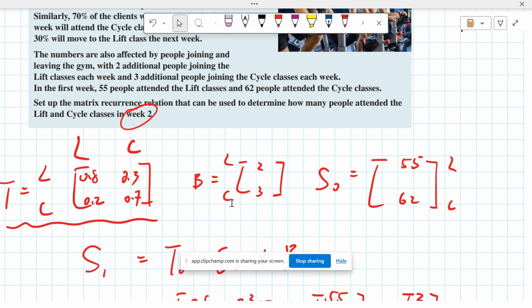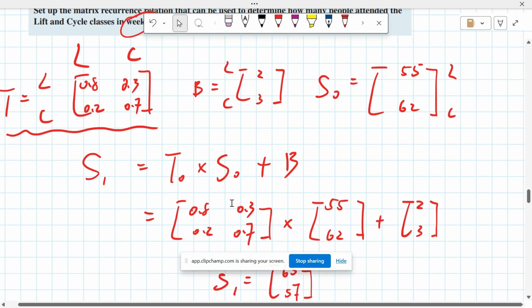So we have an initial state matrix as well, which is 55 people attending the lifting and 62 people attending the cycling. So that will be your initial state matrix. And then you're going to set up the recurrence relation to find week 2. So S1 means week 1.